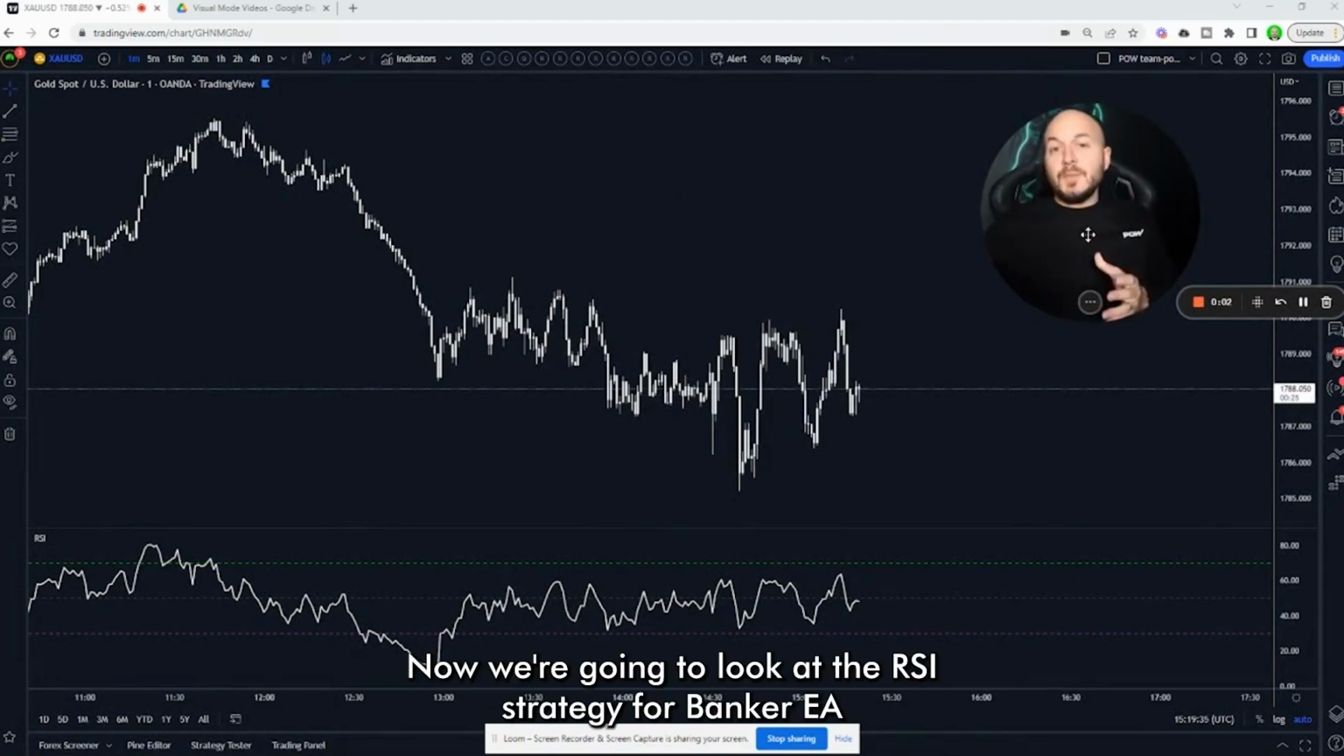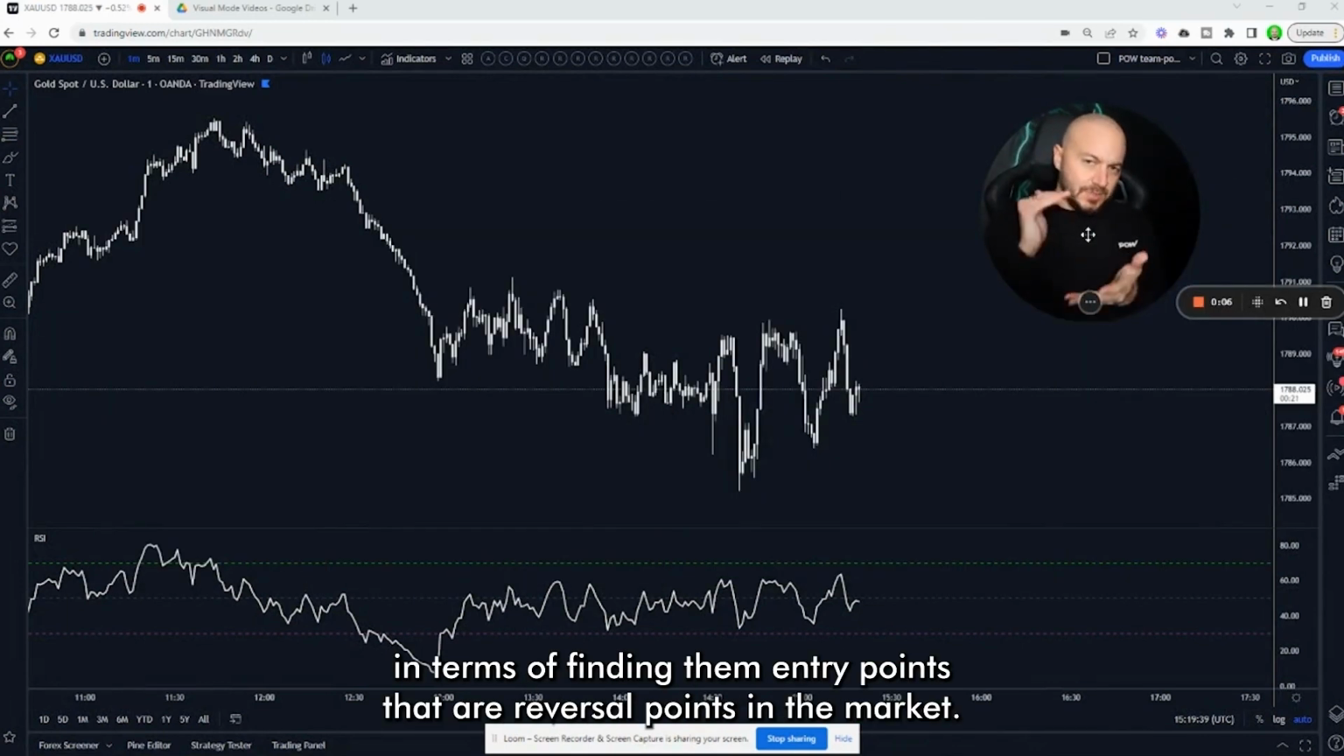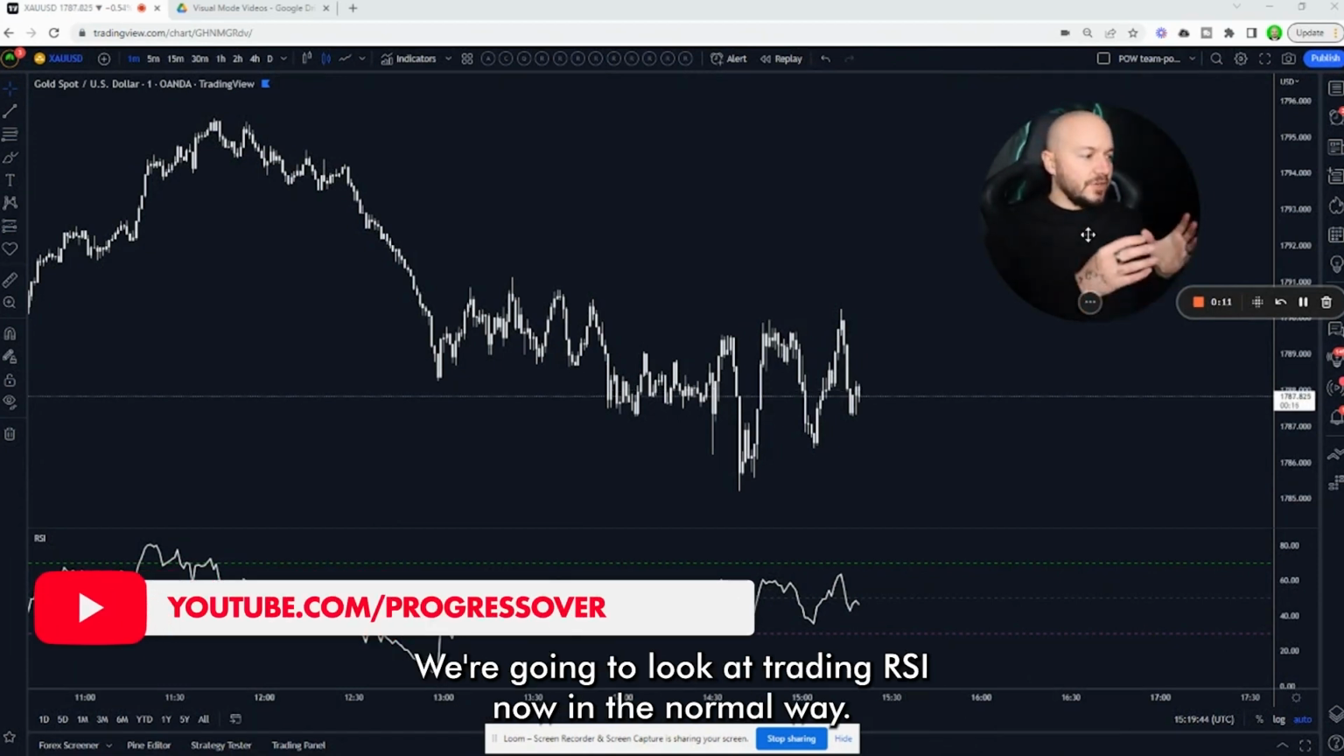Right, so here we go. Now we're going to look at the RSI strategy for Banker EA in terms of finding entry points that are reversal points in the market. We're going to look at trading RSI now in the normal way.